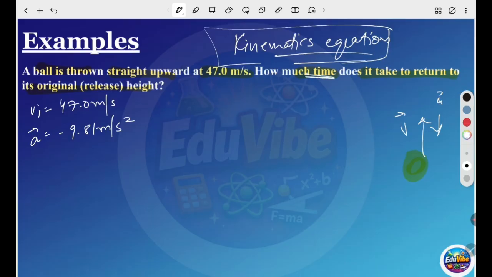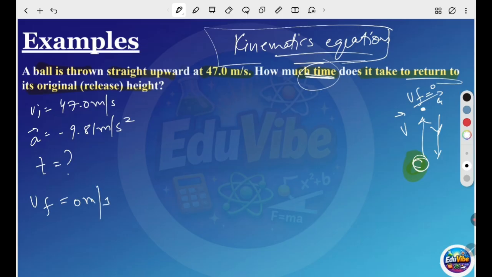We have to find the time the ball takes to come back to the original height from which it was thrown. The final velocity was not mentioned, so we take the final velocity there as 0.